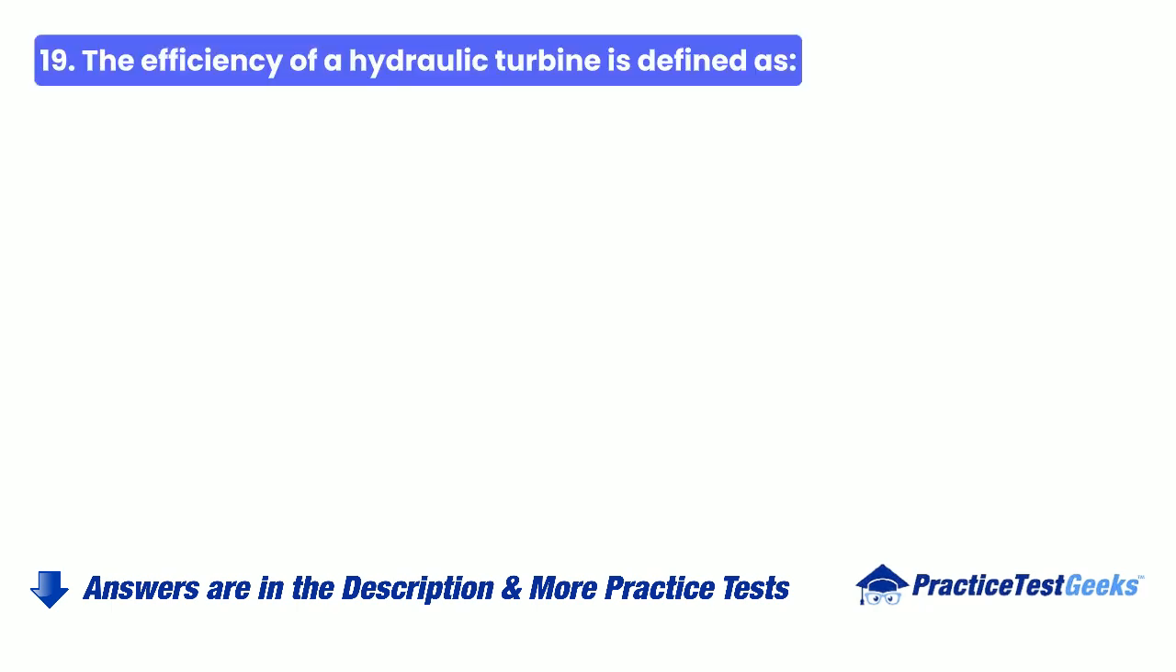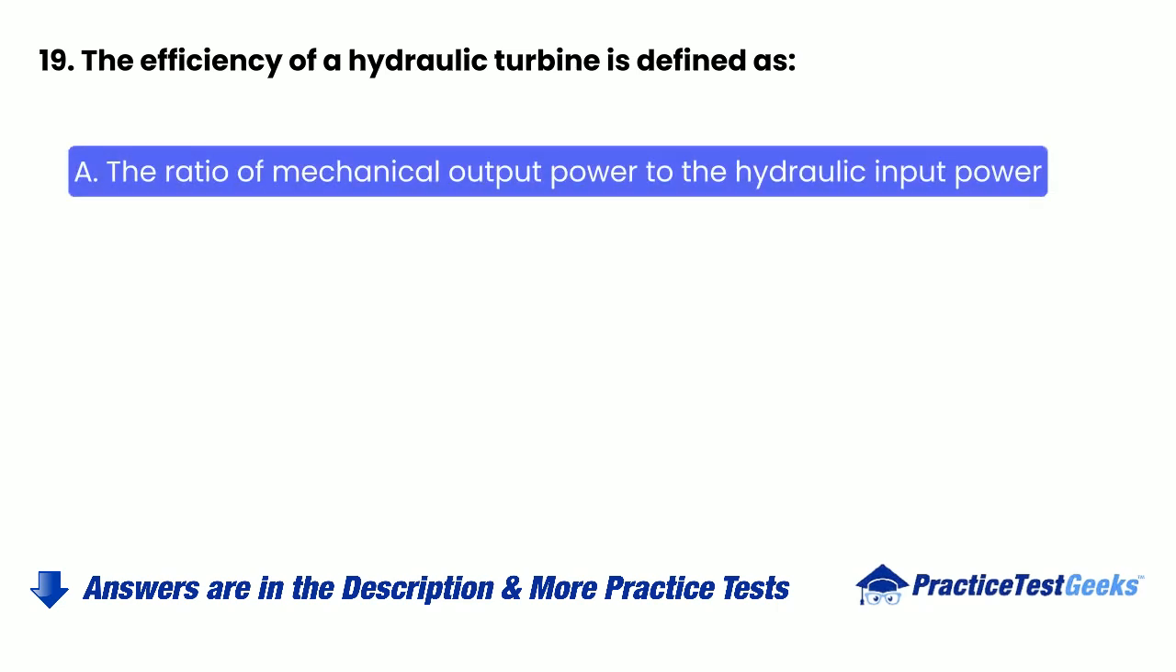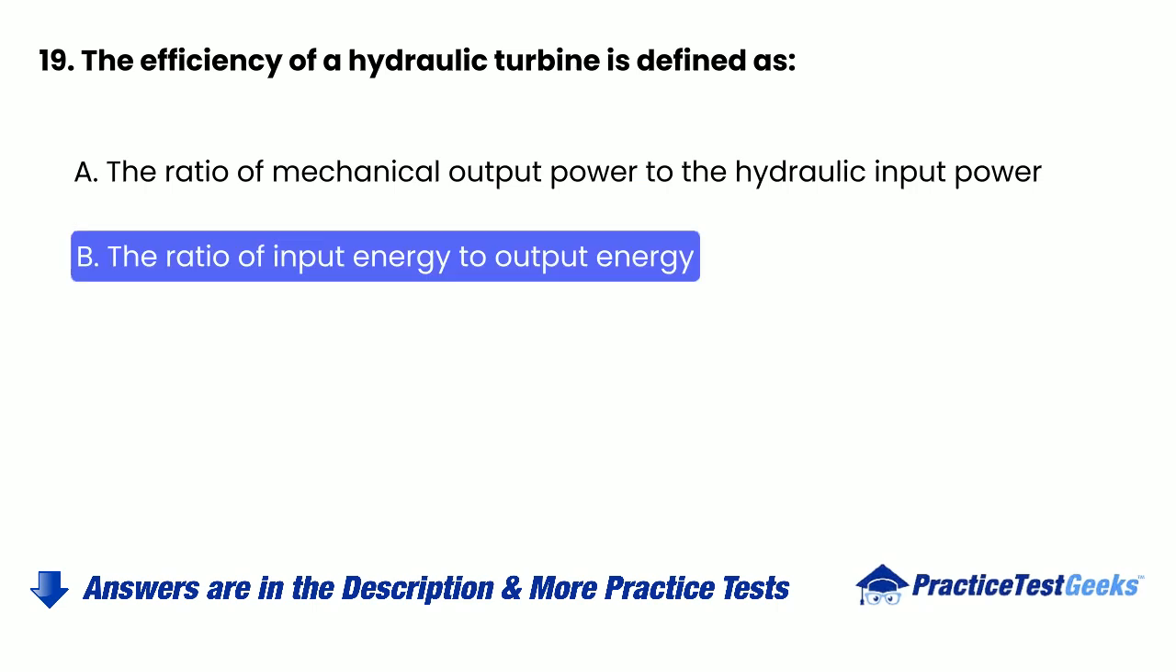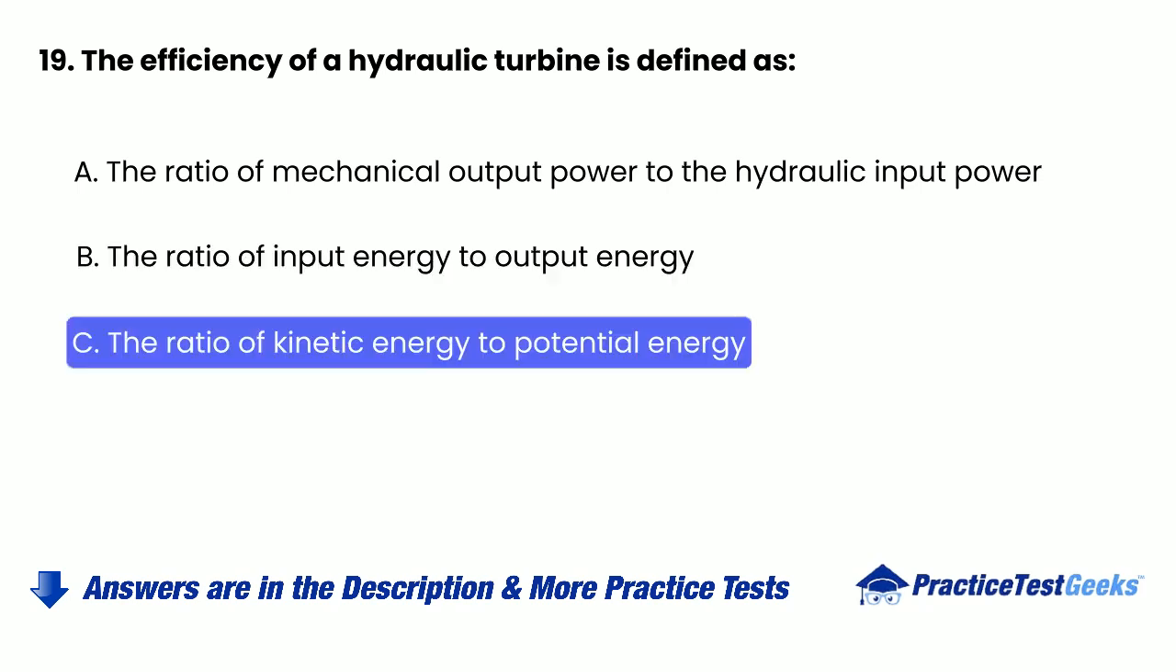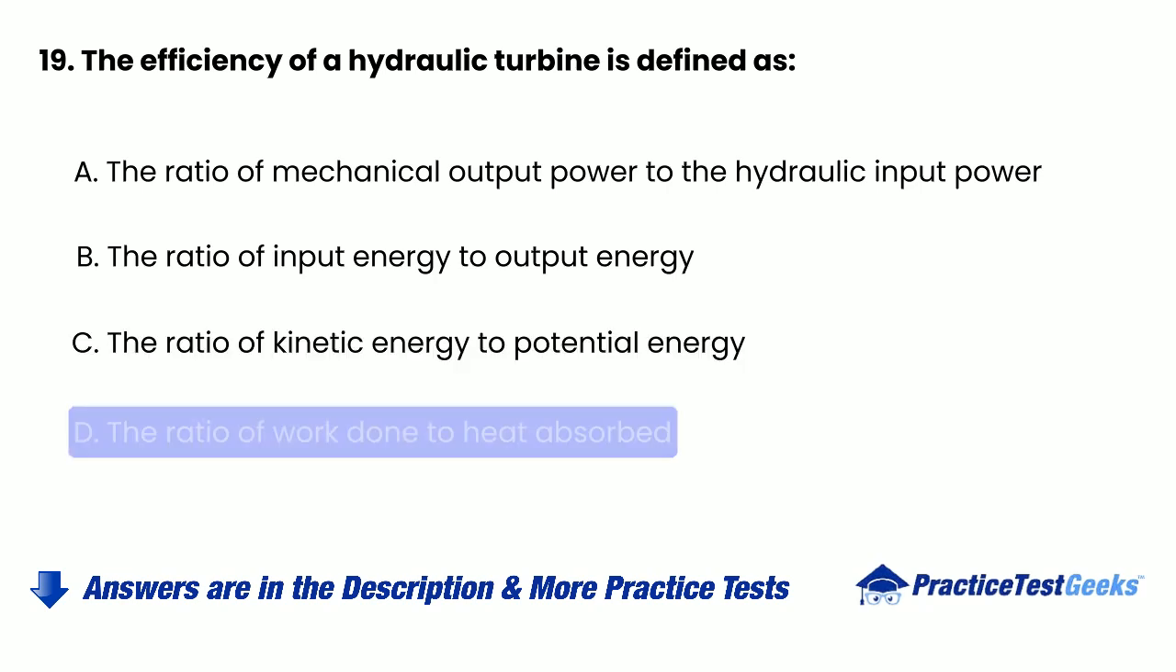(19) The efficiency of a hydraulic turbine is defined as A. The ratio of mechanical output power to the hydraulic input power. B. The ratio of input energy to output energy. C. The ratio of kinetic energy to potential energy. D. The ratio of work done to heat absorbed.